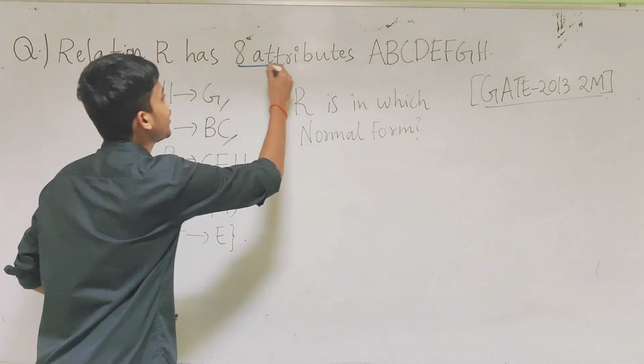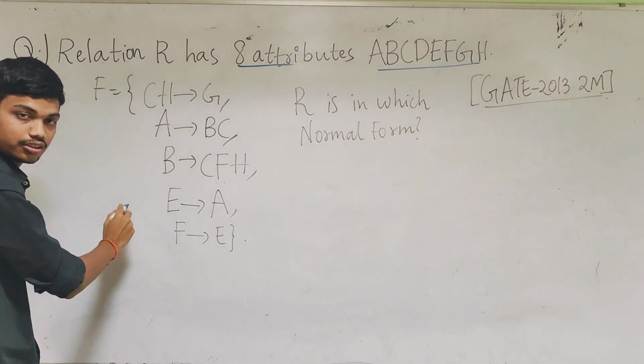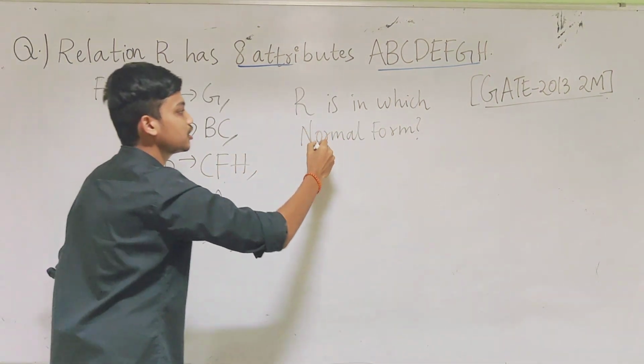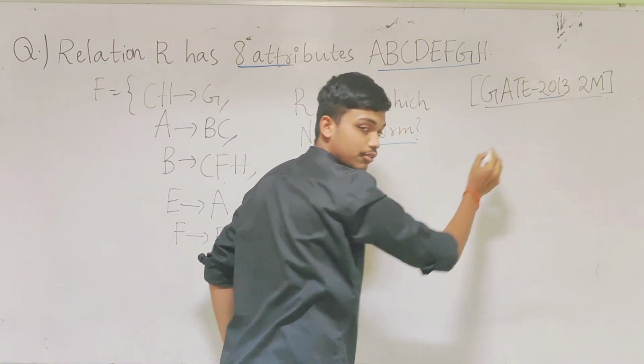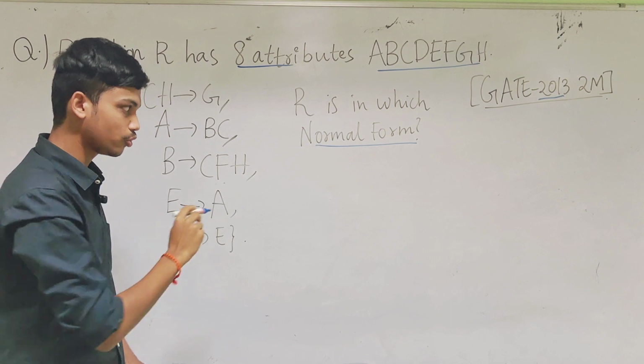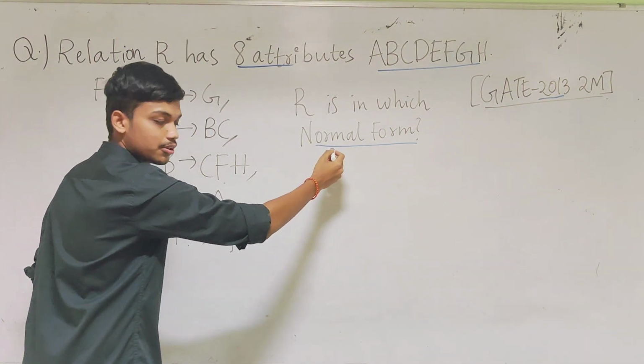Relation R has 8 attributes A, B, C, D, E, F, G, H, and a functional dependency set is given for that relation. R is in which normal form? This question was asked in GATE 2013 for 2 marks. This is a very important question. Look at it now. The functional dependencies are given. Which normal form are they asking?